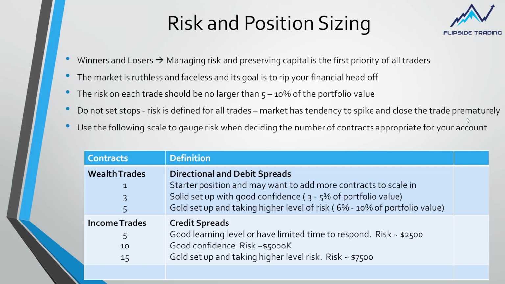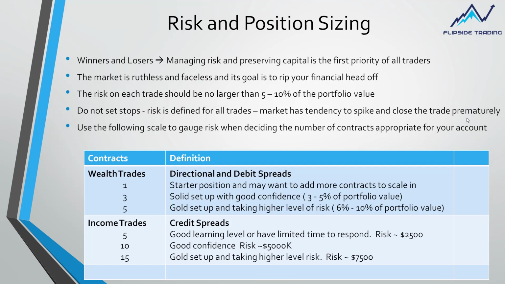Stay in your comfort zone, especially at the beginning. If you want to do more than that, go ahead. 3, 4, or 5, that's great. If I say it's a gold setup, it'll be 5. The same thing for the income trades, right? 5 is kind of your starter position, but feel free to do less.